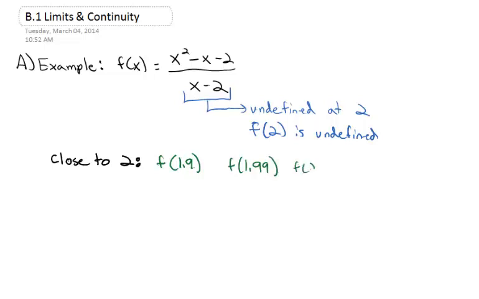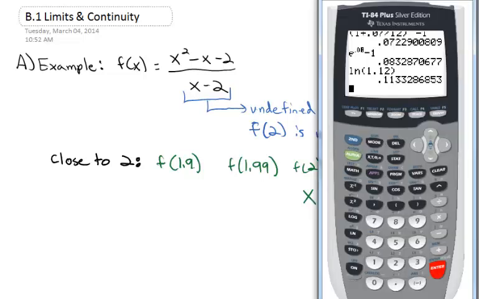Now, f of 2, we've already said, is undefined, so there's not going to be any value there. But maybe on the other side, f of 2.01, or f of 2.1. If we plug these values in for x, what numbers do we end up with? What happens when we are close to the number 2?